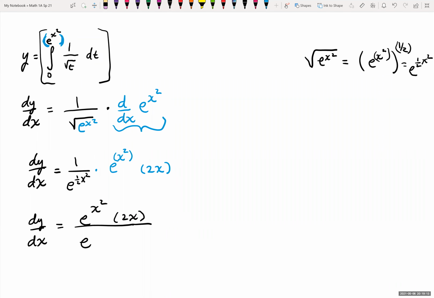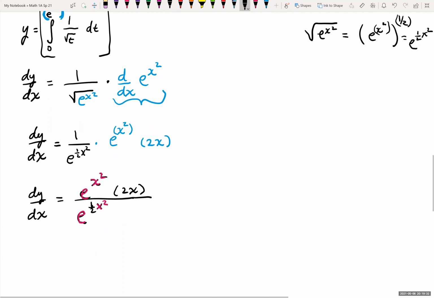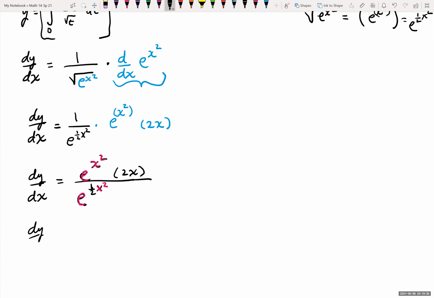And if that's the case, notice that these are the same base. You have the same base, e. So we can subtract our exponents. So dy dx is equal to, subtracting the exponents, 1 x squared minus 1/2 x squared. That's going to give me e to the 1/2 x squared times 2x. There we go.